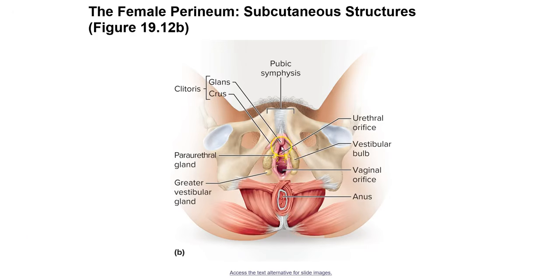The vestibular bulbs, much like the clitoris, will become engorged with blood during sexual excitement, and this will allow the walls of the vagina to become a little bit tighter and kind of tighten around the penis during sexual intercourse and during sexual arousal of the female.